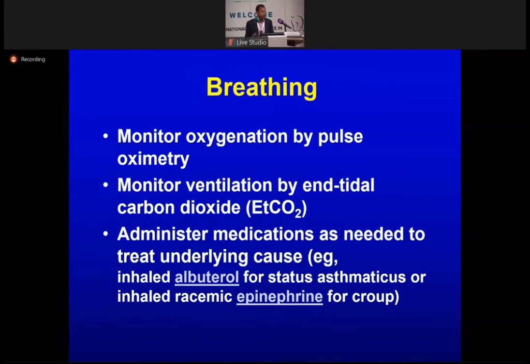You want to put the patient on monitors, monitor oxygenation, monitor ventilation by end-tidal CO2 if that is available. More and more, we can do it even in patients who are not intubated. And then administer medications as needed. For example, if he has asthma, administer albuterol. If he has croup, administer epinephrine.